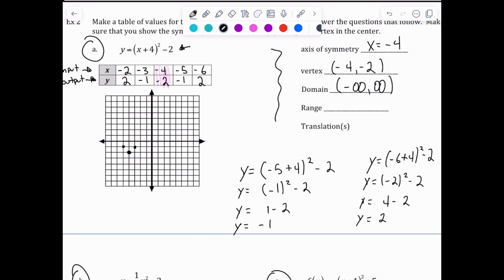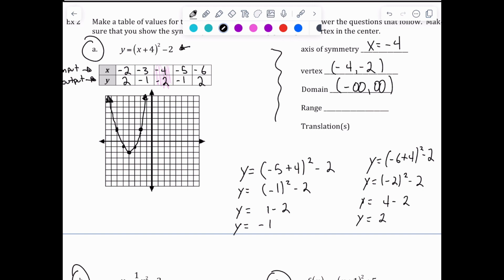And then I'm going to have -6, okay? Well, let's just go to the other side. -2, and then +2 as my output. Okay, there you go. I'm going to have the other one that looks like this. Therefore, I have a parabola that looks something like that.